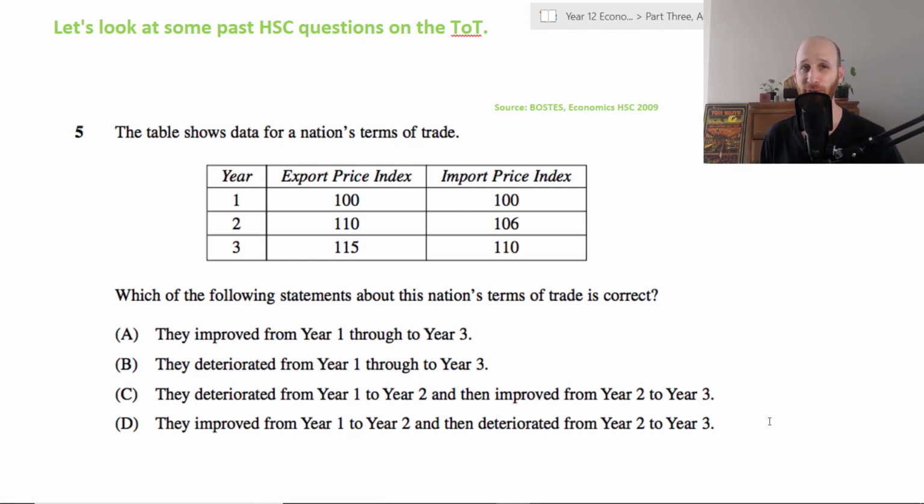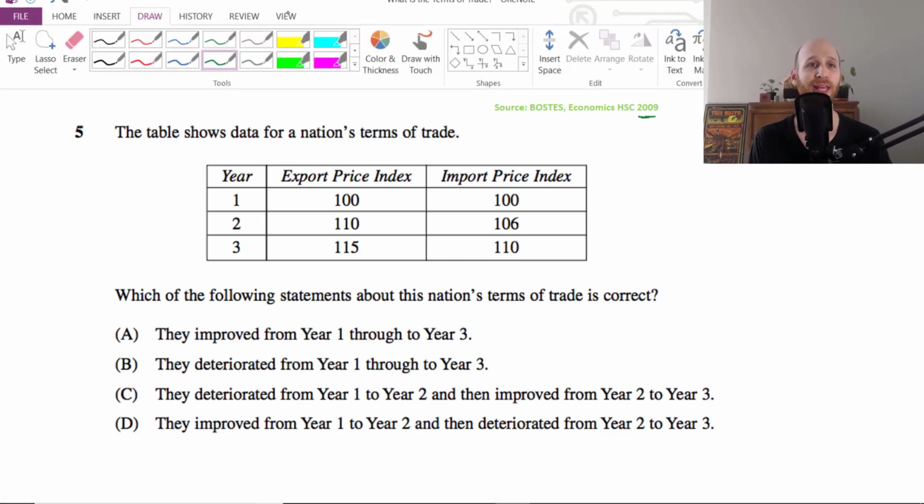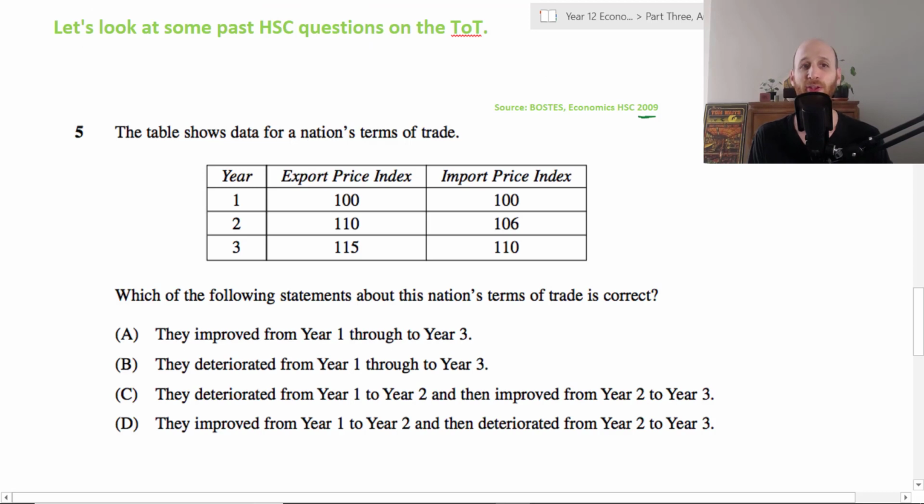HSC, if you don't know, is in New South Wales, Australia, our end of high school exams. And I'll put a link in the description. So this comes from the HSC exam in 2009, so a few years ago. Ten years ago. Oh man, that's crazy. Okay, so it says here the table shows data for a nation's terms of trade.